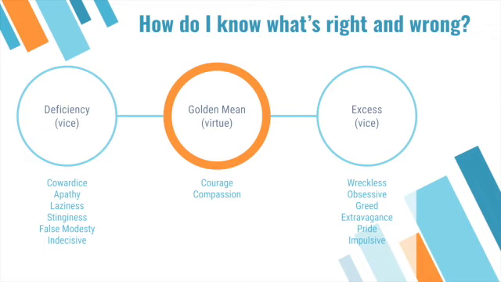Between apathy and being obsessive, we might have compassion. Between laziness and greed, we might have patience. Between stinginess and extravagance, we might have generosity. Between false modesty and pride, we have humility. Between being indecisive and impulsive, we have self-control. And we can continue this list of virtues on and on for all kinds of different character traits. I don't know that anyone has completely counted all of the possible virtues, if that's even possible. So the golden mean is a very useful tool in identifying what's a virtue versus a vice of deficiency and a vice of excess.